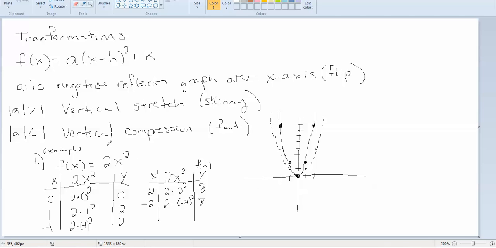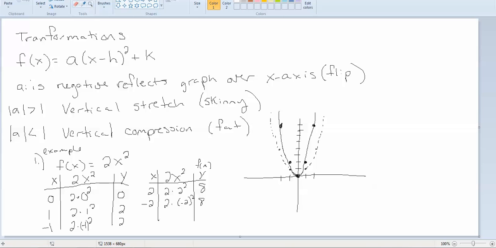Okay, so that's kind of what the 2 does, and it's the same idea when I have 1/2 instead of a 2, or 1/3 or 1/4 or any fraction. It makes it fatter. It would make it way out here, so that's what I mean by a vertical compression, because it takes the number and then cuts it in half or a third or a fourth, so it becomes really, really a fat graph with the vertical compression.